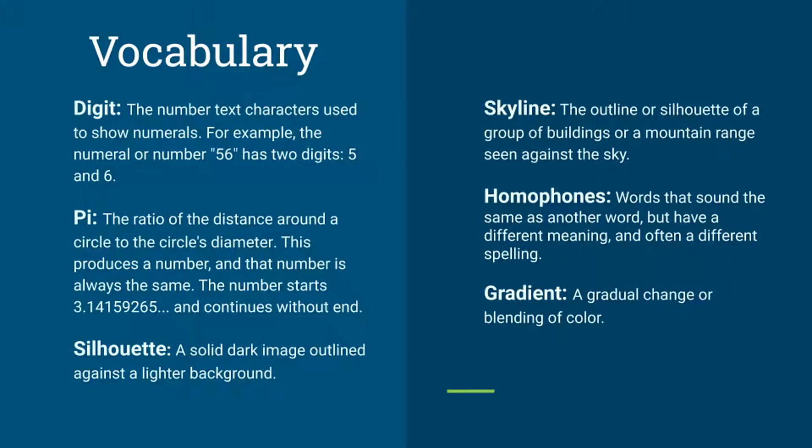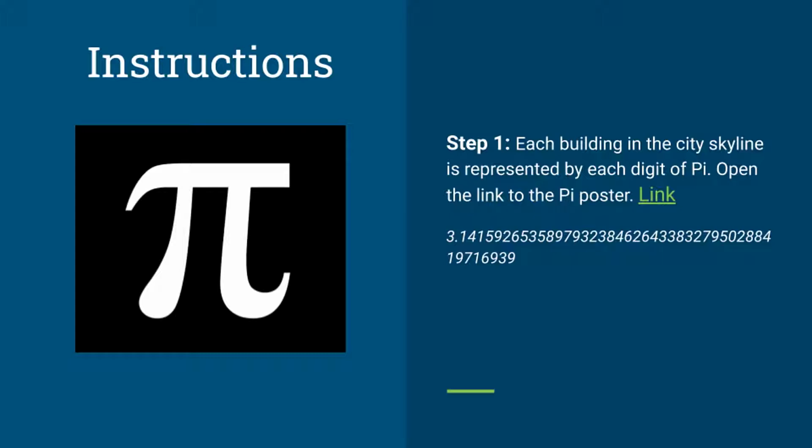Lastly, we have gradient, which is a gradual change or blending of color. A good example of this is when you look up at the sunset and you see different colors all melding together to create this beautiful palette. That is an example of how the sky can form a gradient. Now that we've talked about some important vocabulary, we're ready to get started on our art project.